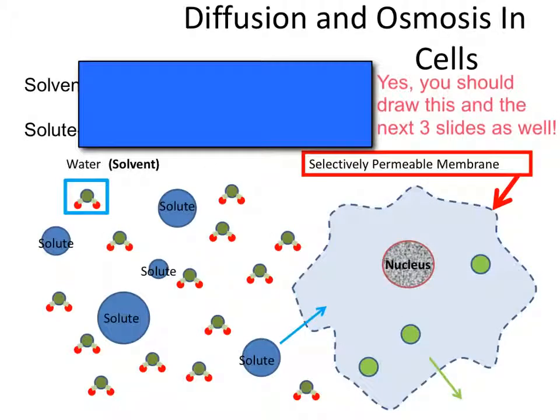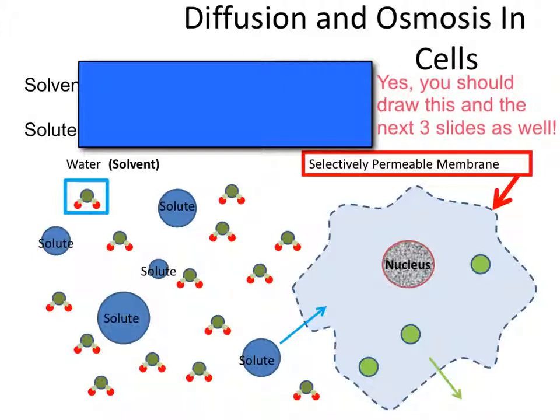Here we go with our second set of video notes, this one on diffusion and osmosis in cells. You probably got a handout in class that looks similar to what you see down here, so you can just attach that to your notes and make things a little bit easier. If you don't have that handout, then you should draw this in the next 3 slides in your notes as well. So to begin this discussion, we have to come up with a little bit of terminology.